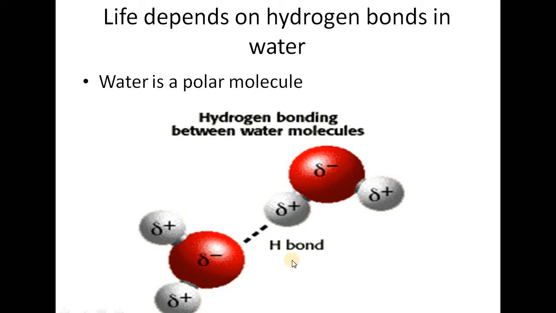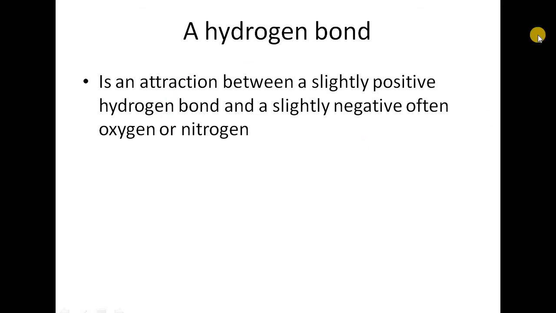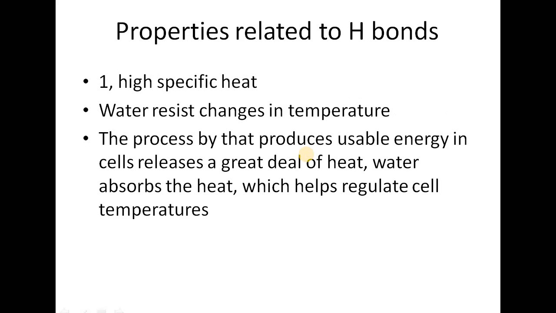Why do we call it a hydrogen bond? Because one of the atoms included in this bond is hydrogen. So this is the hydrogen bond. This is the meaning of a hydrogen bond, which is the attraction between a slightly positive hydrogen and a slightly negative oxygen or nitrogen. Often they are oxygen or nitrogen.